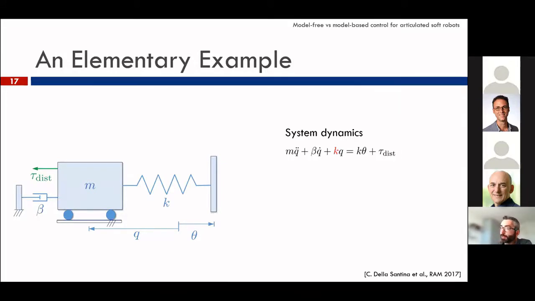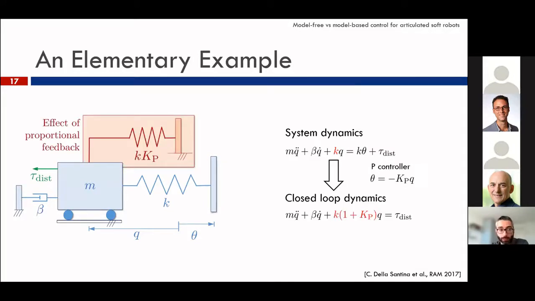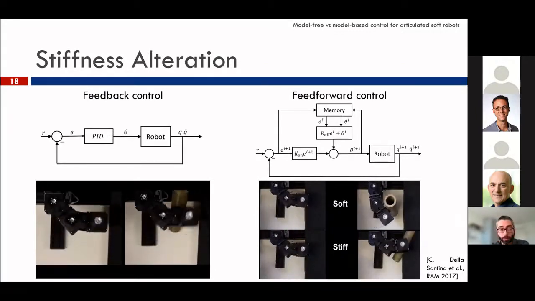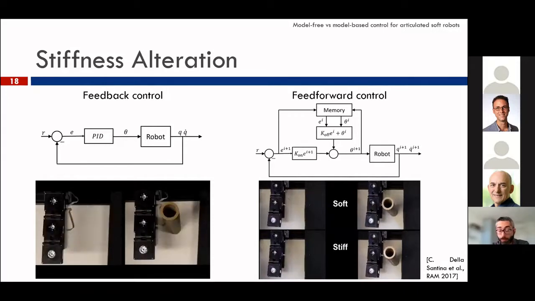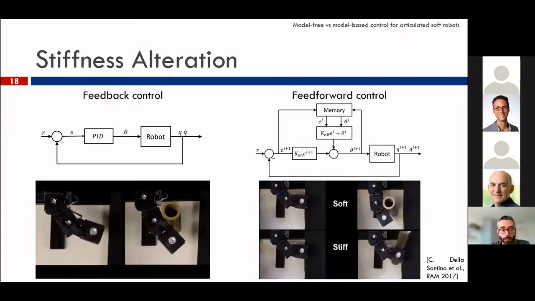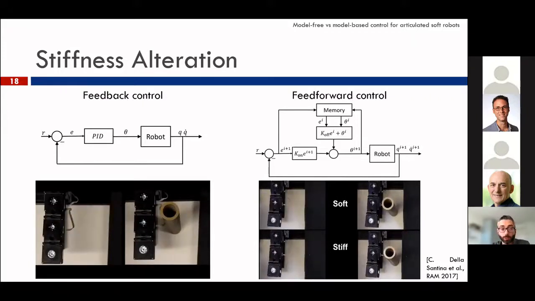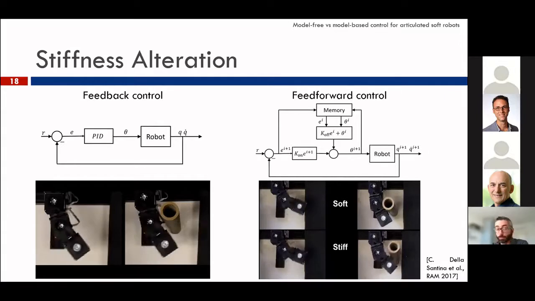If we use a very simple controller, a proportional controller, the total stiffness of our system is increased. And I can show you also an experiment of that. Here we are considering a planar robot with a variable stiffness joint. We have 2 degrees of freedom, and we are commanding a soft behavior. On the left-hand side, we are using feedback control. On the right-hand side, feed-forward control.